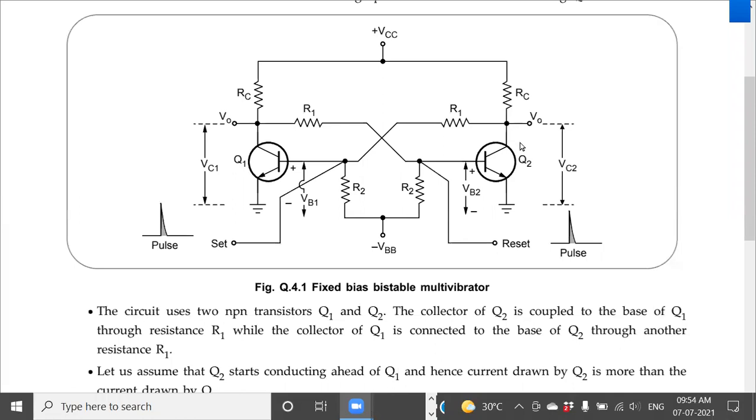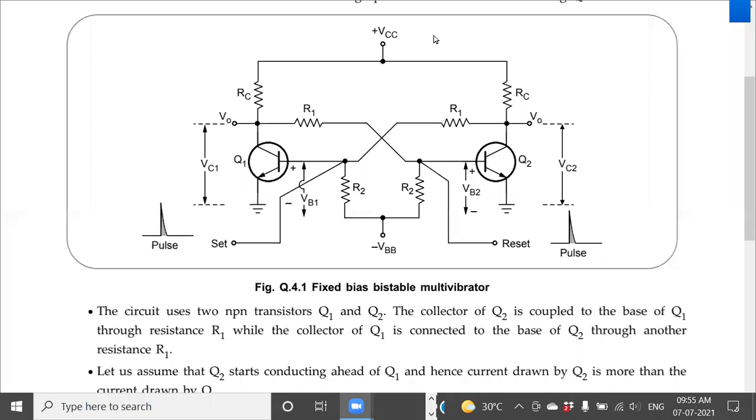So now what we will consider is, if Q2 is on, this voltage VC2 will be low, because the switch is on. If the transistor is off, then this voltage here, which is VC2, will be high. So this is the important analogy that we need. Now we are going to discuss the operation of this circuit.